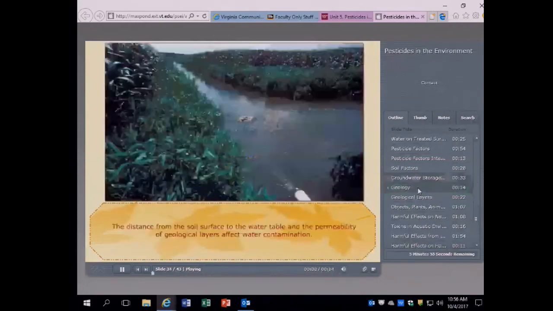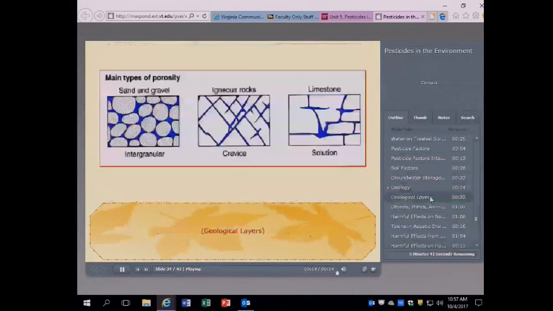I mentioned earlier the issue of the water table, the distance from the soil surface of the water table, and the permeability of those geological layers underneath the soil surface all affect the potential for water contamination. Here you see some illustrations of different geological layers, and you can see just how much those layers might lend themselves to movement of water. You see sand and gravel with a lot of water visible there, igneous rocks, and also limestone as examples of different geological layers.